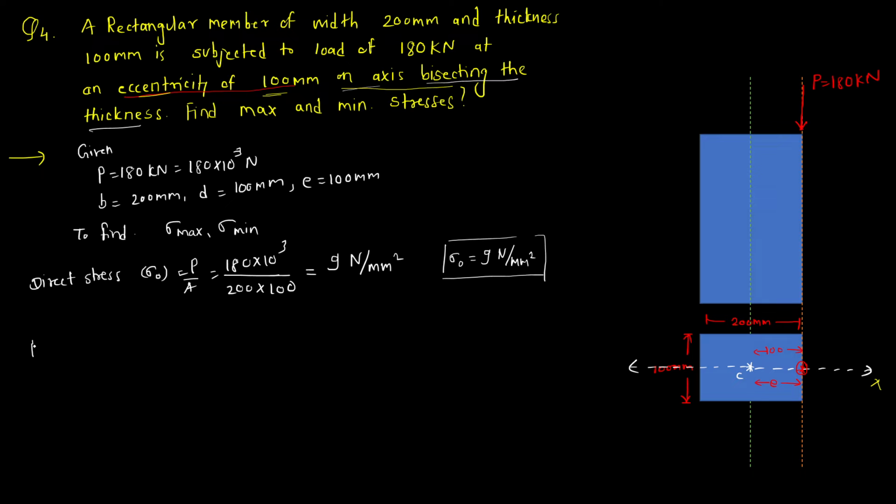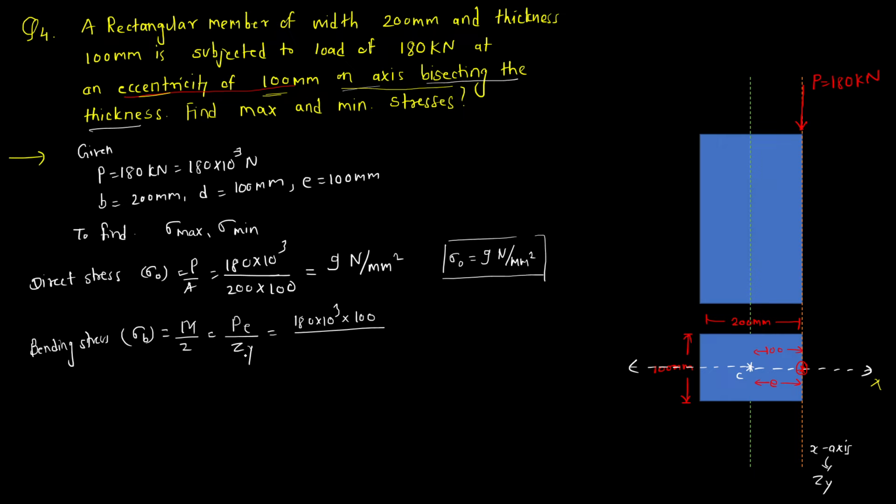Now next we will find out the bending stress, that is sigma B equal to M divided by Z. M stands for PE. Now what to take here, Zx or Zy? It depends upon the load. Load is present on the x-axis, so we'll take the opposite of this, that is Zy. P value is 180, E is 100, divided by Zy.